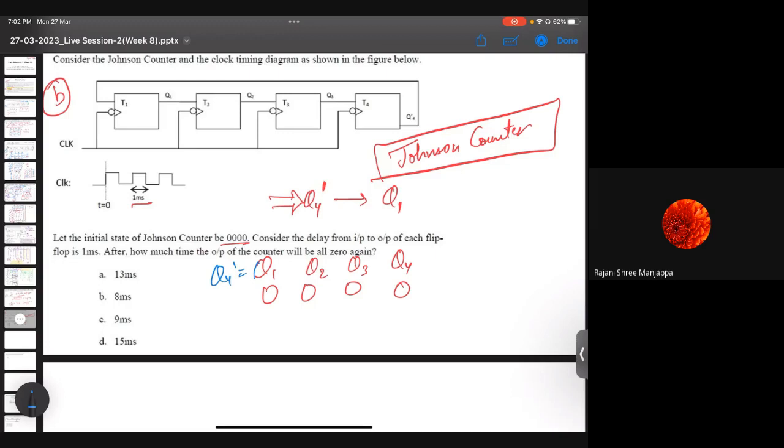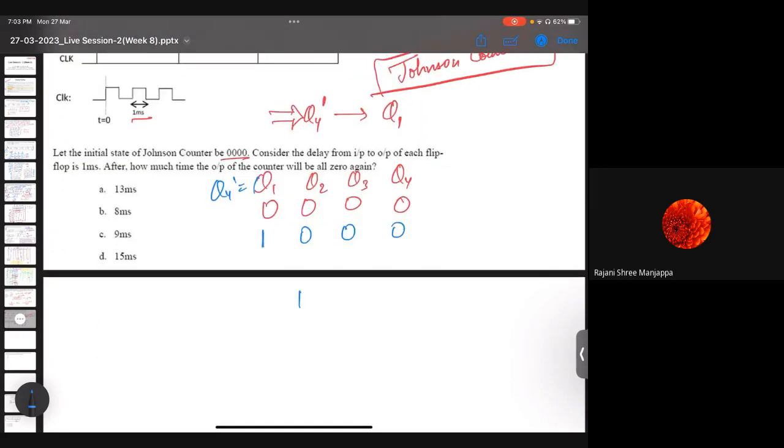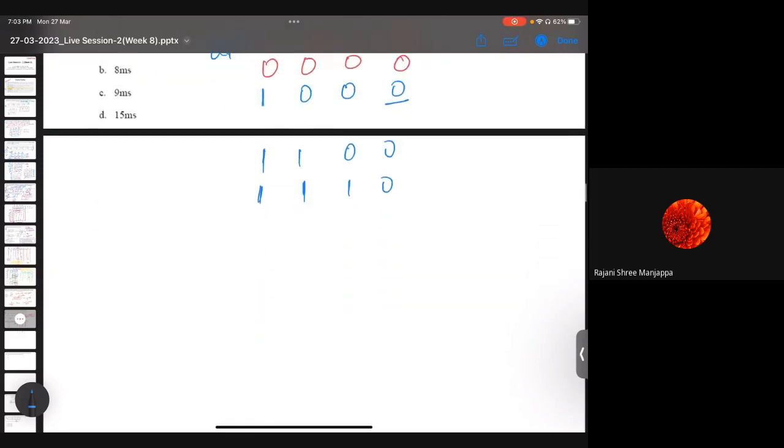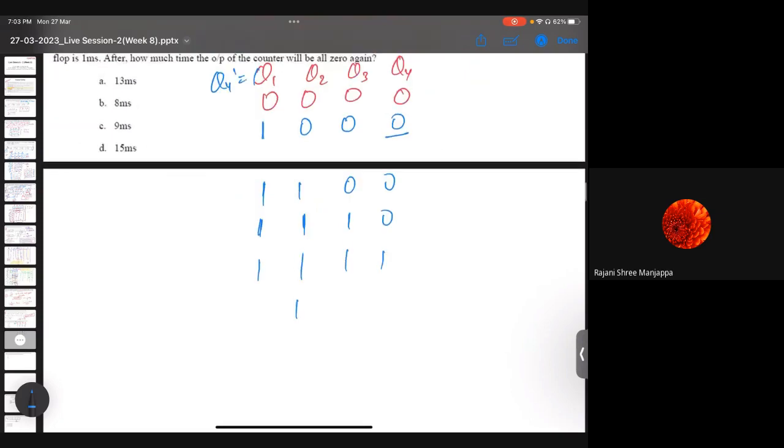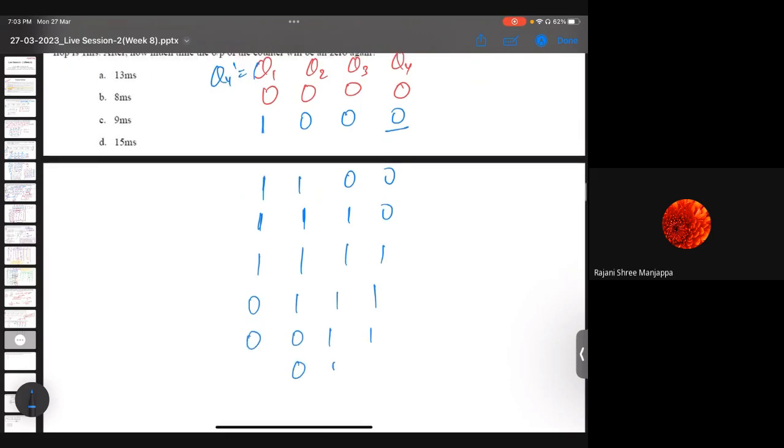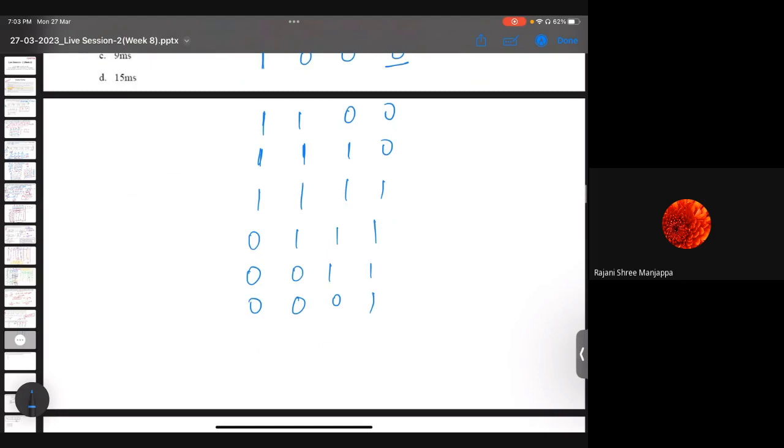Yes, sir. The state would be 1000. So now the next state will be 1000 since this is Q4 bar. Then 1, 0, now 0. This bar is getting here. Now this is 1100, and then this bar, and then again all ones, 1111. Since the initial state is 0000, the next is 0001, 0011, 0111, 1111, then 1110, 1100, 1000, and last 0000.